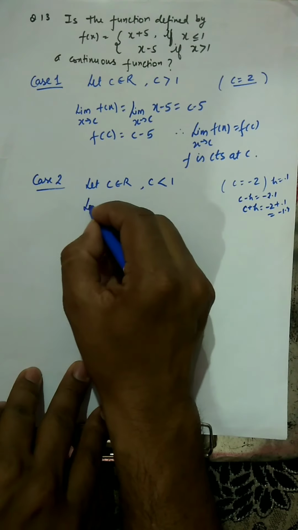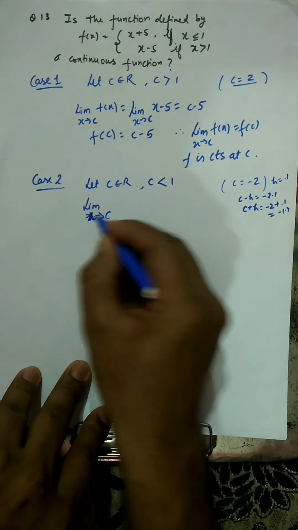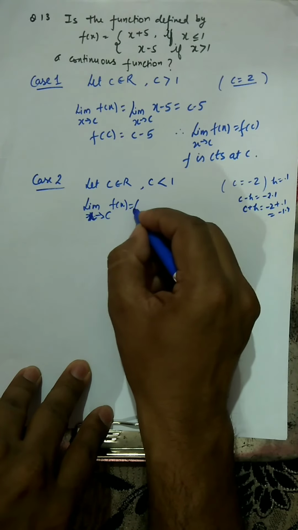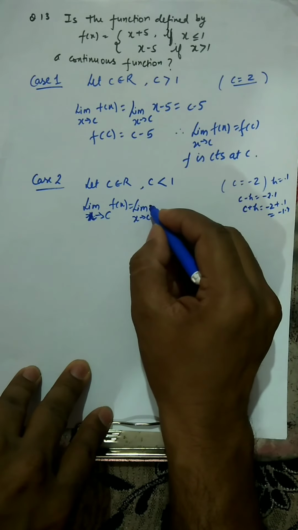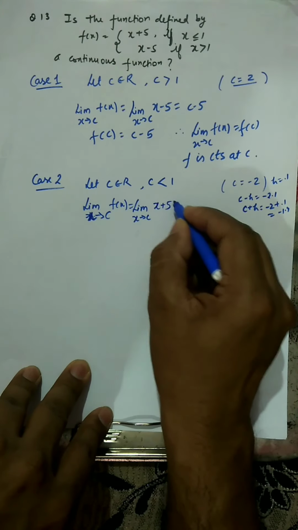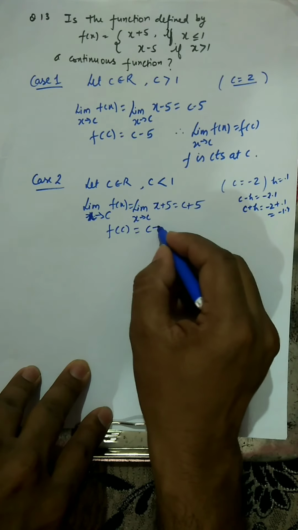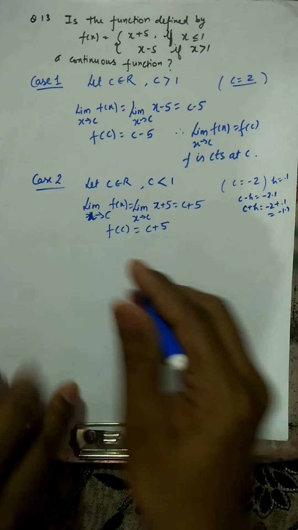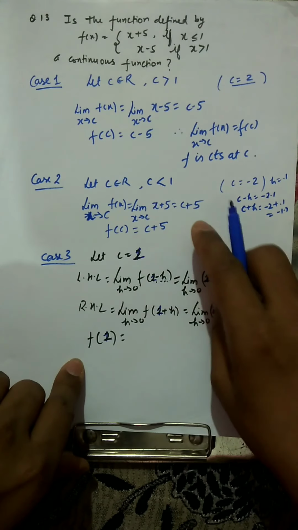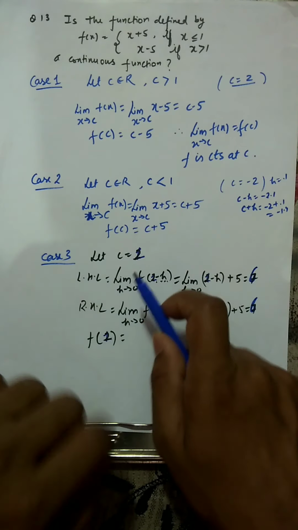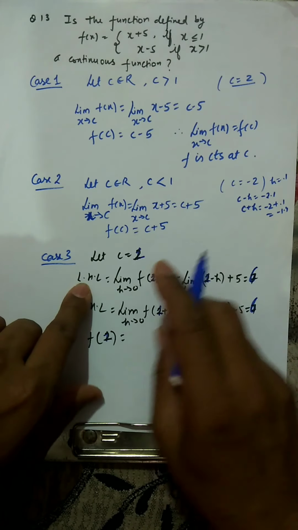So simply we take the limit x tends to c of f(x), which you are going to choose according to this as x plus 5. So this is going to be c plus 5. Similarly, f(c) is also going to be c plus 5. And now we'll discuss case 3, which is the most important. Now we discuss the continuity of the function at c equal to 1. So you take c equal to 1 and take the left hand limit.